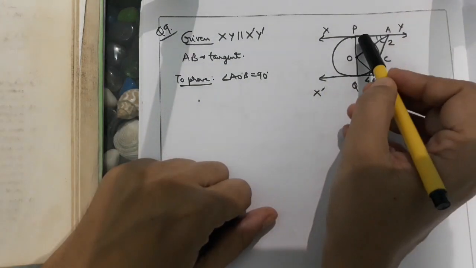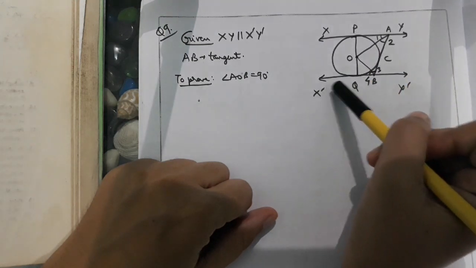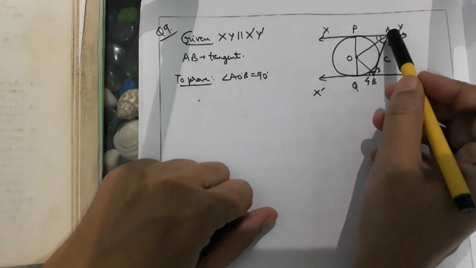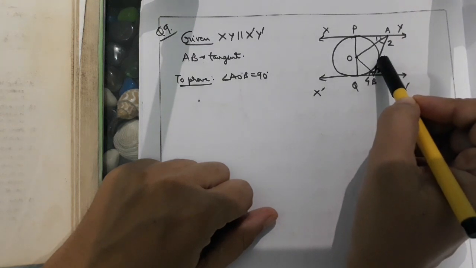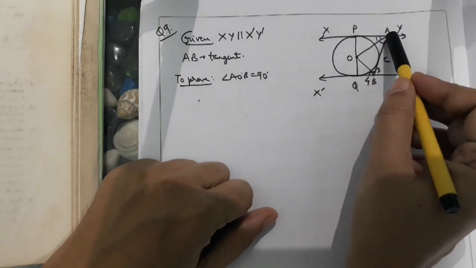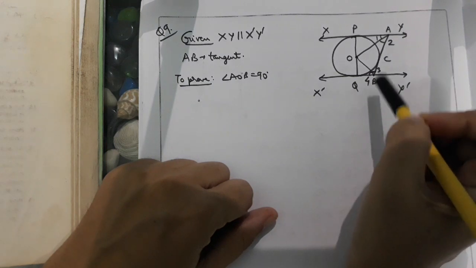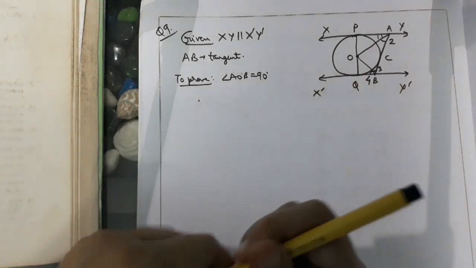Question number 9, figure is given to us in the book. It is given that XY and X'Y' are two parallel tangents to a circle with center O, and another tangent AB with point of contact C intersecting XY at A and X'Y' at B. Then prove that angle AOB is equal to 90 degrees. This is what we have to prove.